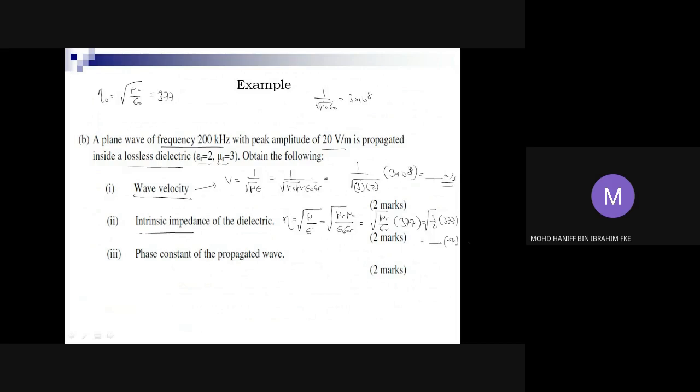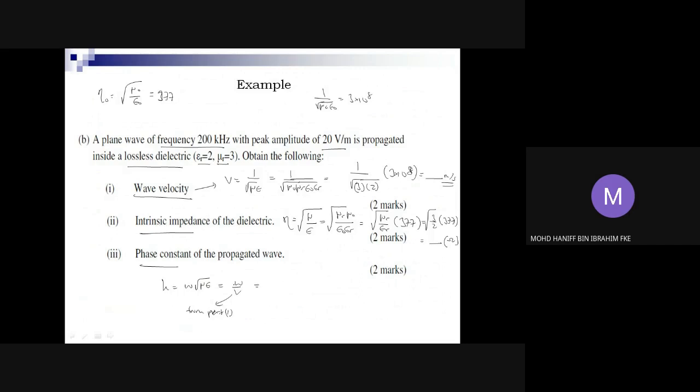Yeah, okay, very straightforward. And then for the third question, which is to find the phase constant of the propagated wave, which is to find the k. So the k, we have learned that it should be based on the equation omega √(mu epsilon). Okay, that should be the phase constant. The phase constant and the propagation constant are the same parameter. So we're going to have it as omega divided by v. So v is the velocity that we have obtained from part 1 of this example.